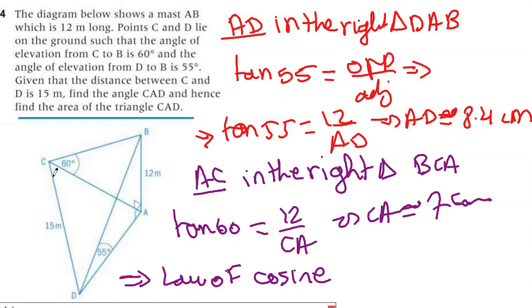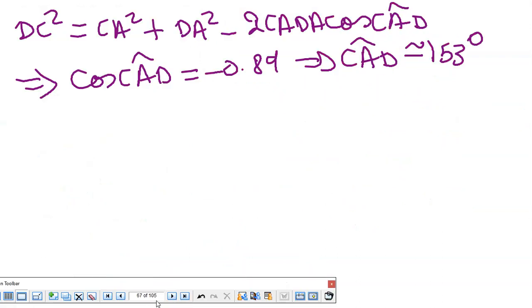Same thing, to find the side AC, also in the right triangle, tangent is opposite over adjacent, and you will have CA is 7 centimeters. Now I have three sides. Can I find the angle? Yes, I can find it using the law of cosines. DC squared is equal to CA squared plus DA squared minus 2 CA DA cosine CAD. And then I solve to find the angle, and the angle is approximately 153 degrees.